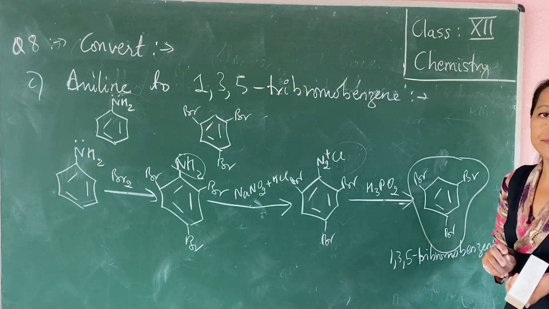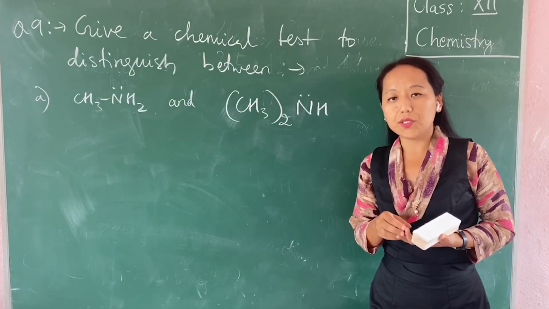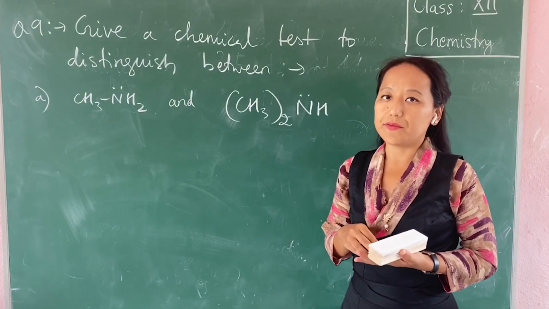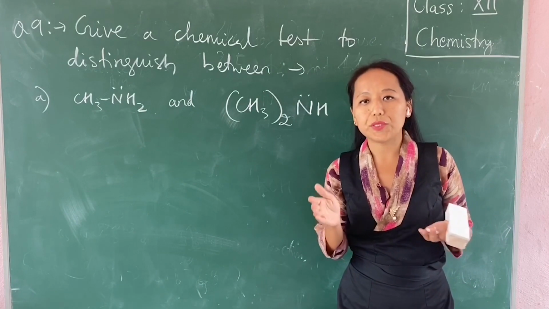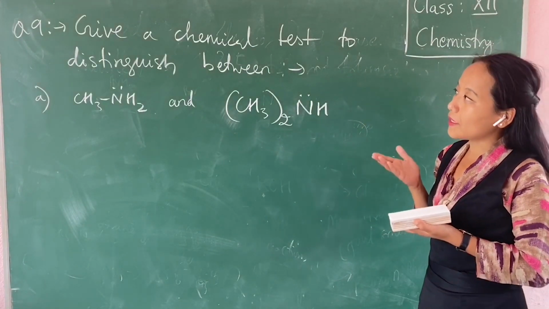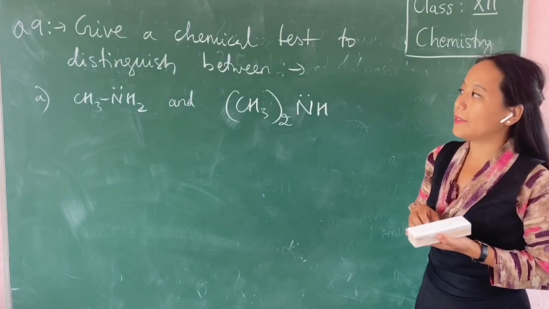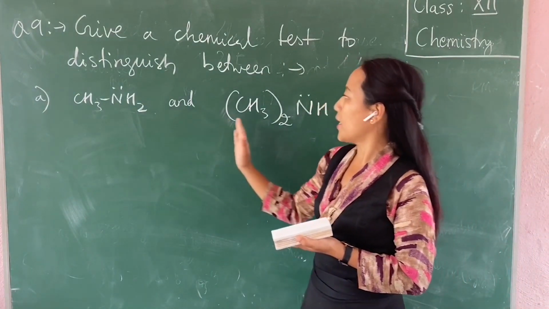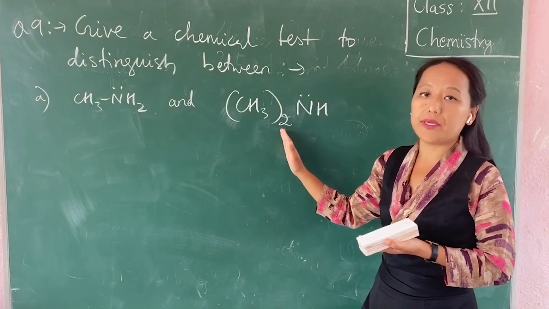tribromobenzene. That's it. And then question number 9 is based on the chemical tests that we have studied, which are used to distinguish between primary, secondary and tertiary amines. Now this question says, give a chemical test to distinguish between methanamine and N-methyl methanamine.